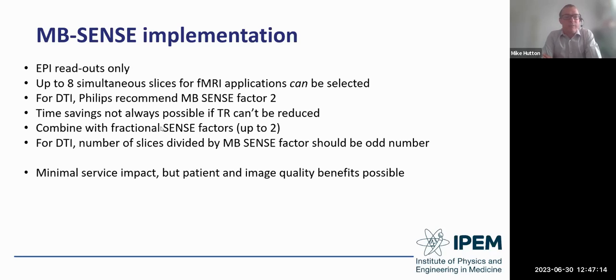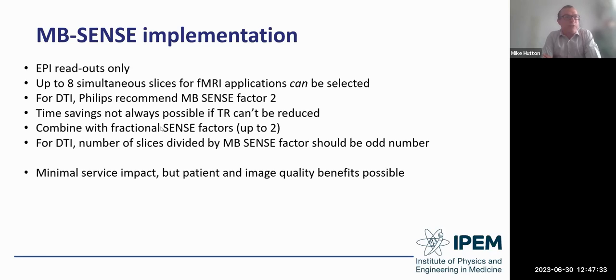Multiband sense, as I mentioned, can be combined with conventional in-plane sense, and we can have fractional factors, which is very useful. And for DTI, the number of slices divided by the multiband sense factor should be an odd number, and that's to improve the unwrapping performance of the sense algorithm. So it's a useful technique.